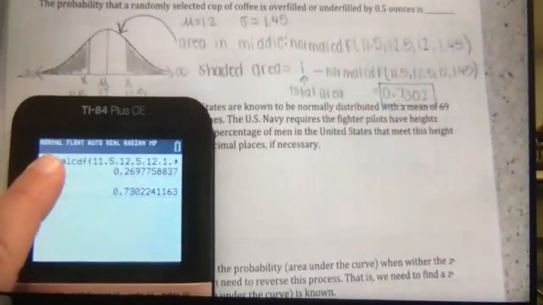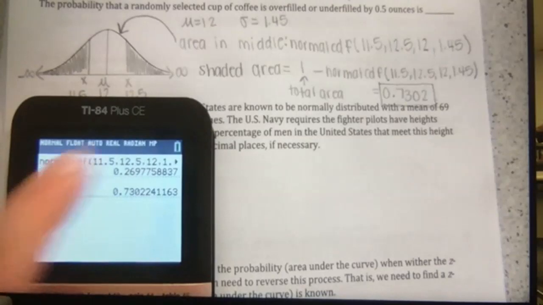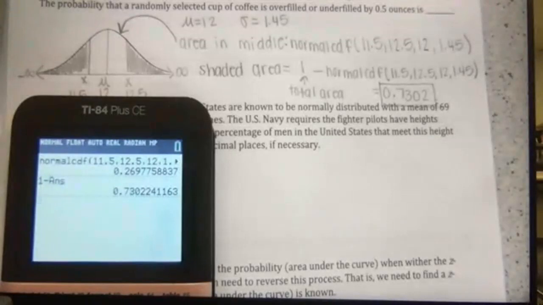So you found the area in the middle. Then to find the area on the outside, the shaded area, we had 1 minus answer. That's what gave us 0.7302, which is our overall final answer that we're looking for.